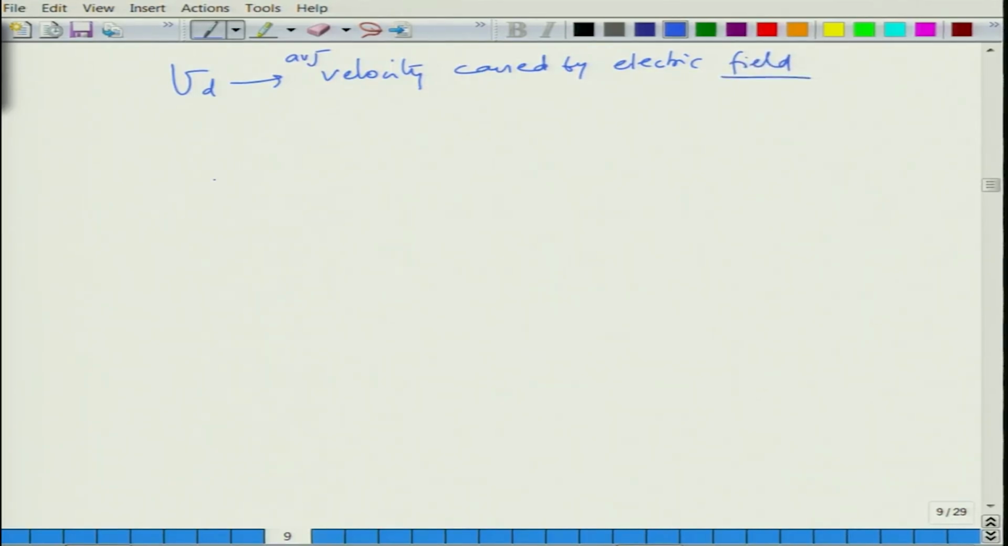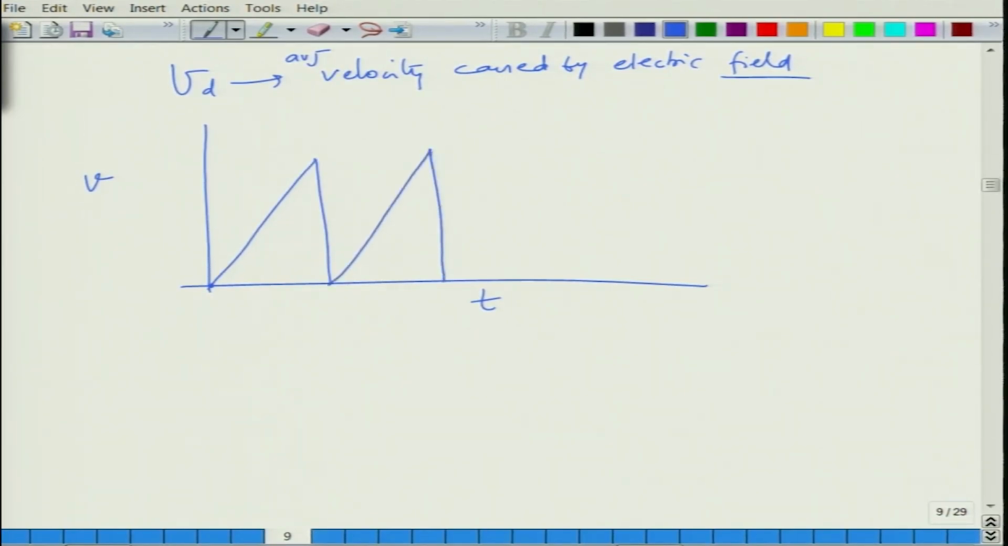So, acceleration happens, but at the same time collisions cause deceleration. When you plot velocity as a function of time, the electron undergoes a collision, then again decelerates, again accelerates, and so on and so forth. So, there was a starting velocity v, it has reached another velocity v1, and the difference is vd.